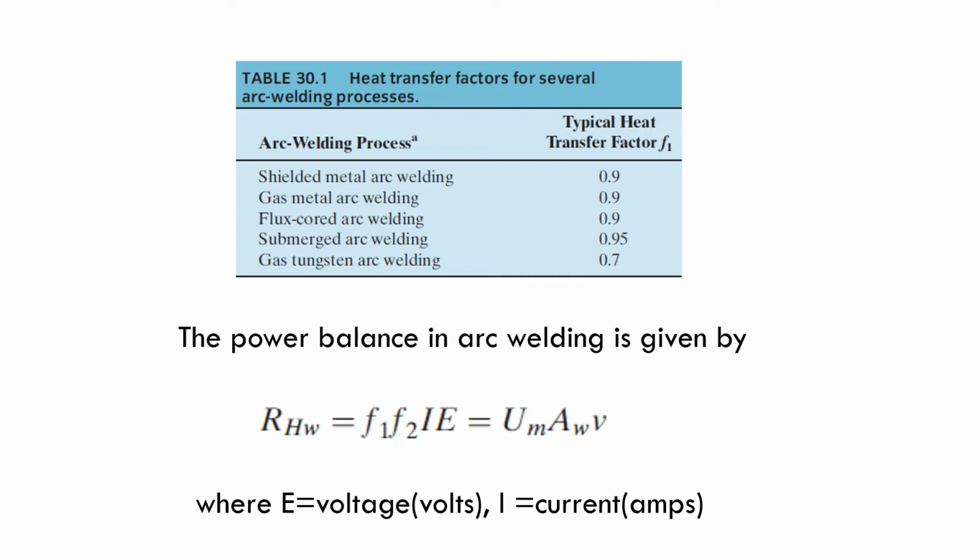So the power balance in arc welding is given by RHW equals f1 f2 times the power. If you remember previously, the rate is what we call RH, right? For this one, we calculate it using the current and the voltage. So we replace it by IE equal to UM times the volume rate WV. The last part is still the same.